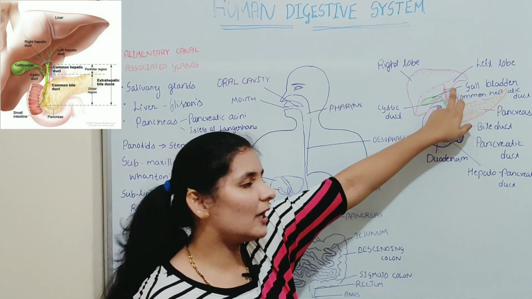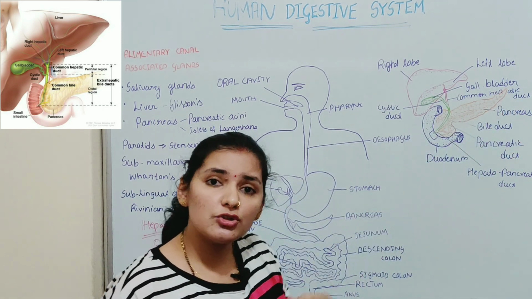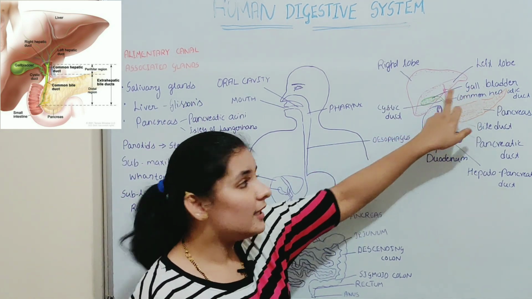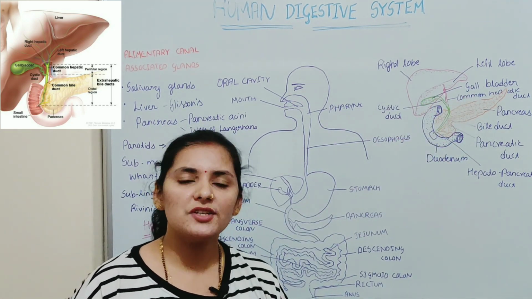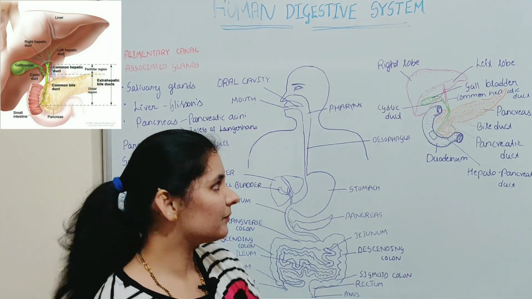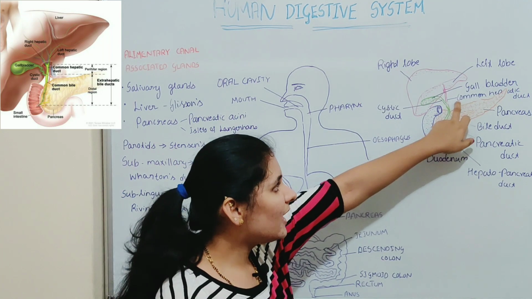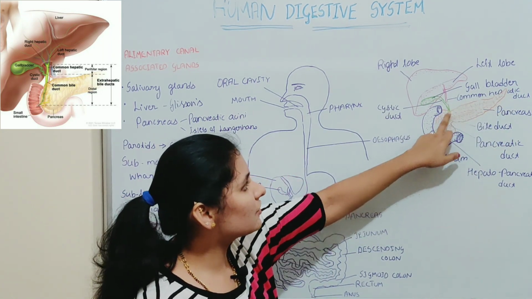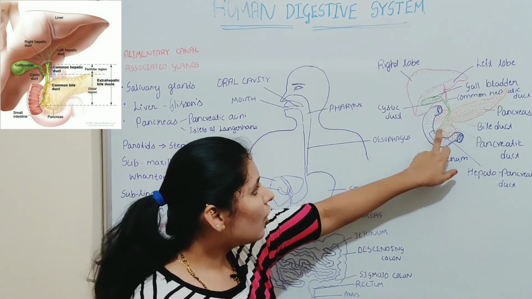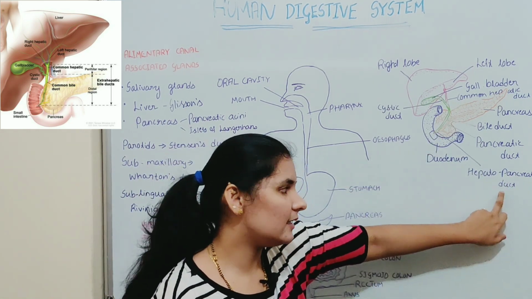So right and left hepatic duct join together to form the common hepatic duct. It also has a special muscular sac-like structure known as gallbladder. This gallbladder temporarily stores and concentrates the bile juice which is secreted by these liver cells or hepatocytes. This gallbladder also has a duct known as cystic duct. This common hepatic duct joins with this cystic duct to form the bile duct. This bile duct along with the pancreatic duct opens into the duodenum, and this point is known as hepatopancreatic duct.